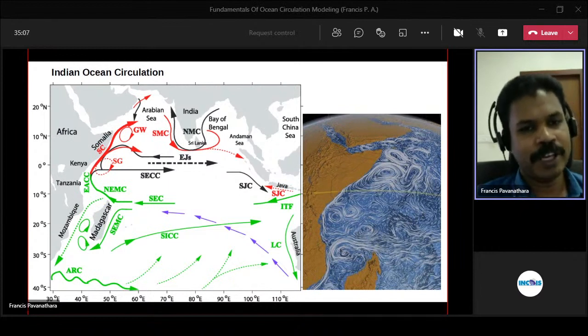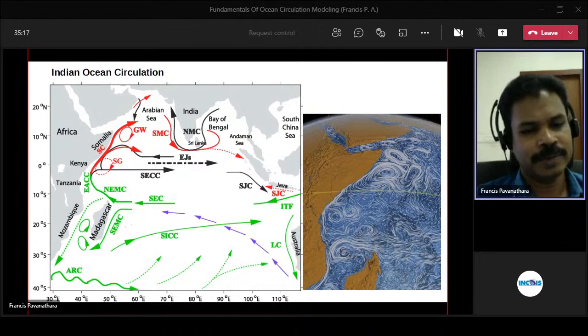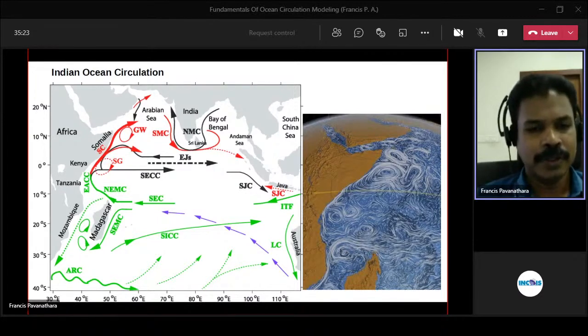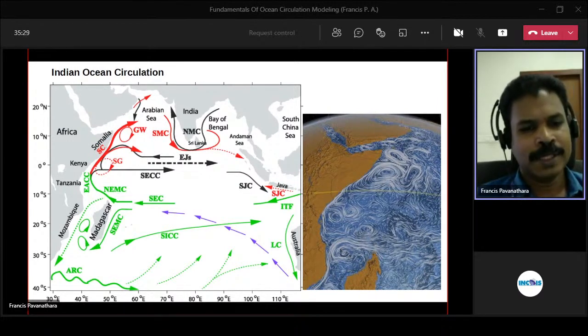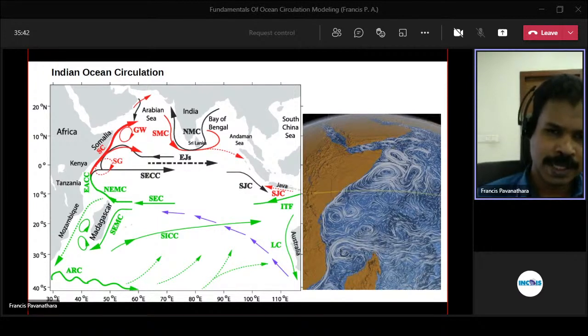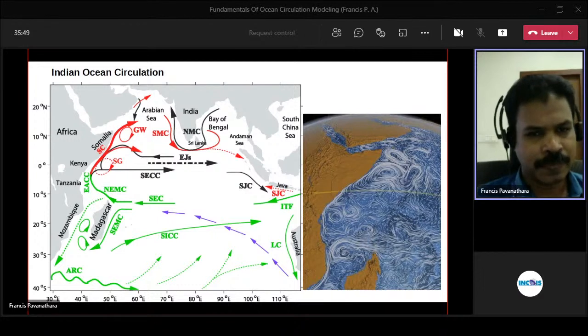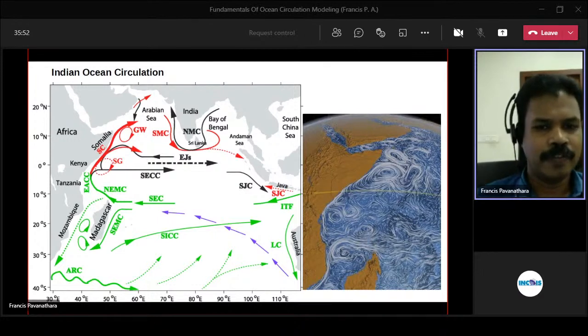Even this is a very simplified form of circulation in the Indian Ocean. You can see that the Indian Ocean currents are not uniform in winter and summer because of the effect of monsoons. If you go to the tropical Pacific or tropical Atlantic, more or less we get a steady feature of equatorial circulation forced by the trade winds. But when it comes to the Indian Ocean, due to the changes in atmospheric circulation forced by the monsoon circulation, the currents also change.